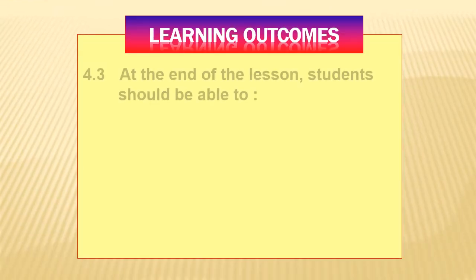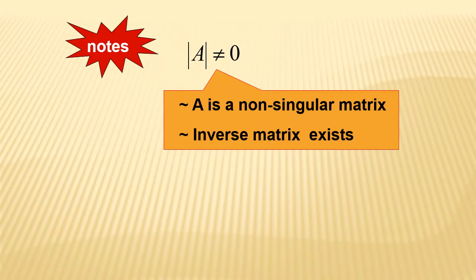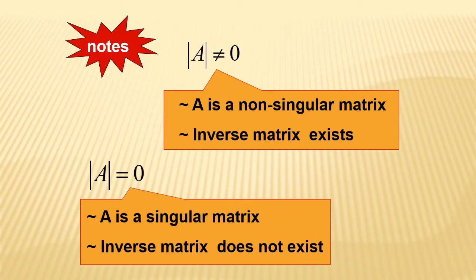So for today, the learning outcome for the first part is that at the end of the lesson, students should be able to compute the inverse of a non-singular matrix using the adjoint method. Noting that for a non-singular matrix, the determinant of the matrix cannot be 0, and then we get the inverse. If the determinant is equal to 0, we cannot get the inverse of the matrix.